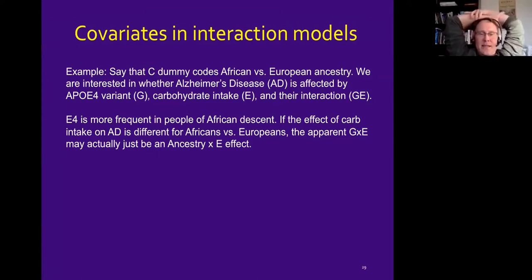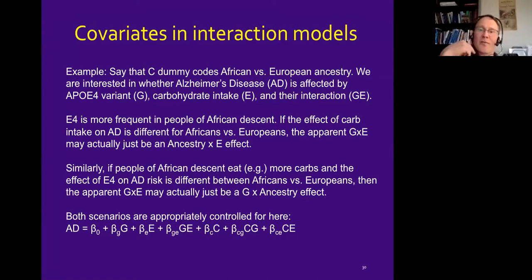If it's the case that the E4 variant, and this is actually true, is more frequent in people of African descent, and if the effect of carb intake on Alzheimer's disease is different for Africans than it is for people of European descent, so there is actually a carb by ancestry interaction, then the apparent G by E interaction that you observe may just be an ancestry by E effect. And that's not going to be controlled just by entering ancestry as a main effect. And it can work the other way. If there's a difference in carb intake between individuals of African descent and European descent, and the effect of E4 on AD risk is different between Africans and Europeans, then an apparent G by E effect may actually just be a G by ancestry effect. Both of those scenarios are appropriately controlled for here.